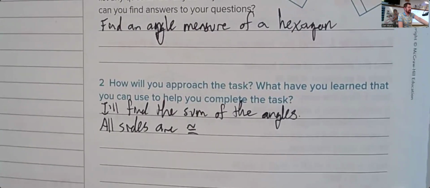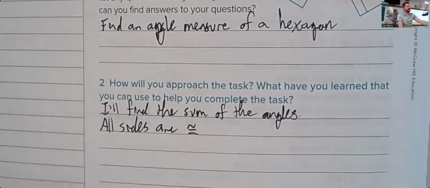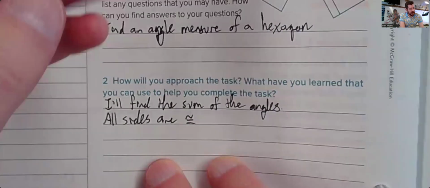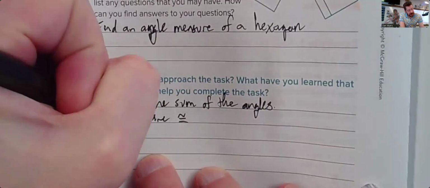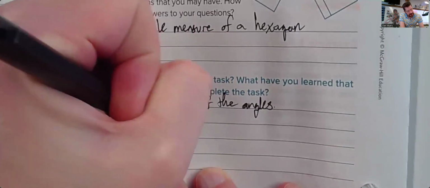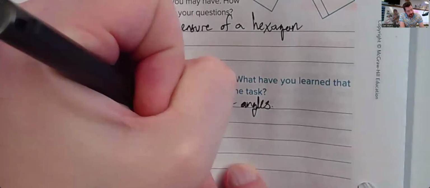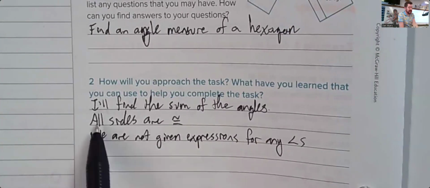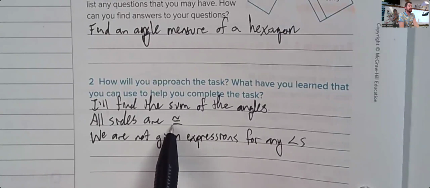That is actually going to be really useful because of what we're not given. What are we not given in this problem that we were given in the previous two? Yeah, we were given expressions for each of the angles, right? So we are not given expressions for any angles. No expressions for any angles, which makes all sides being congruent really important.